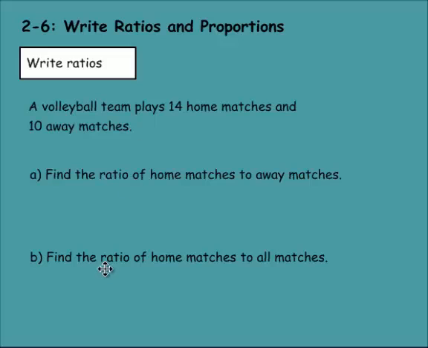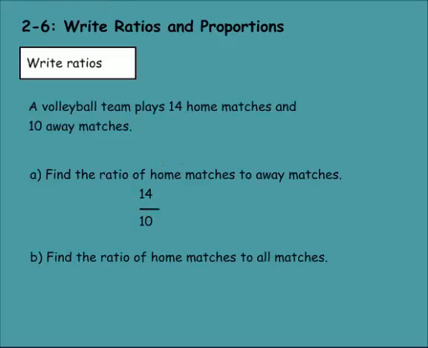A ratio shows us how often something happens compared to something else. So this ratio would be home matches to away matches. The first one is always the numerator, then the second, something else, is going to be the denominator. So the ratio would be 14 to 10, written like that.